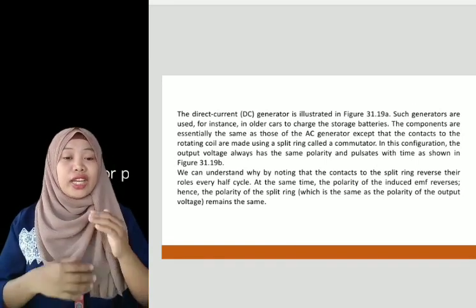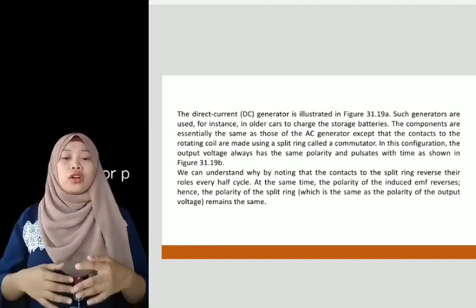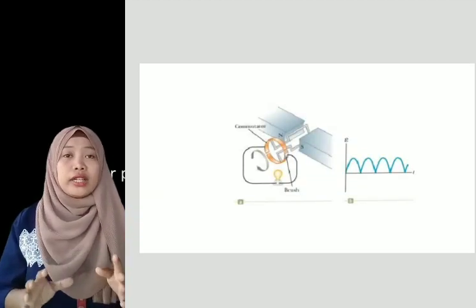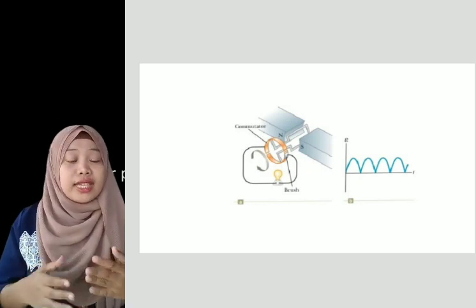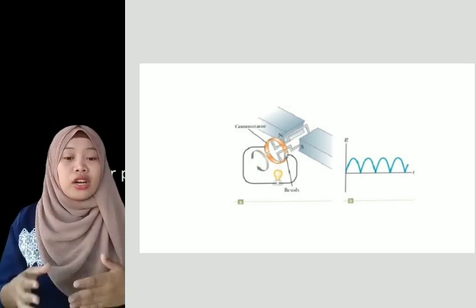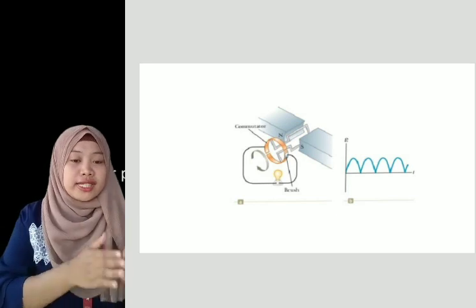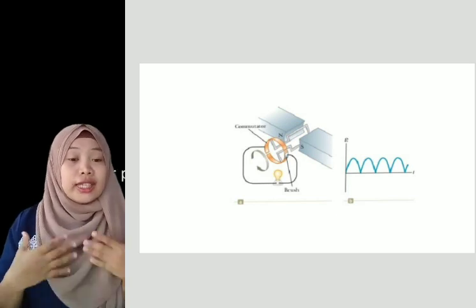mechanical energy into electricity. So, dito sa DC or the DC current generator, ang commutator is ginagamit para sa conversion of alternating current into direct current.